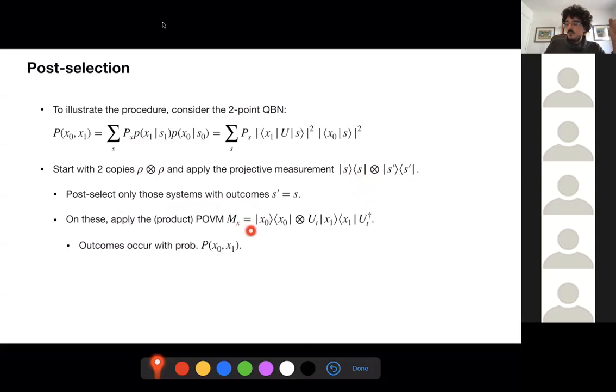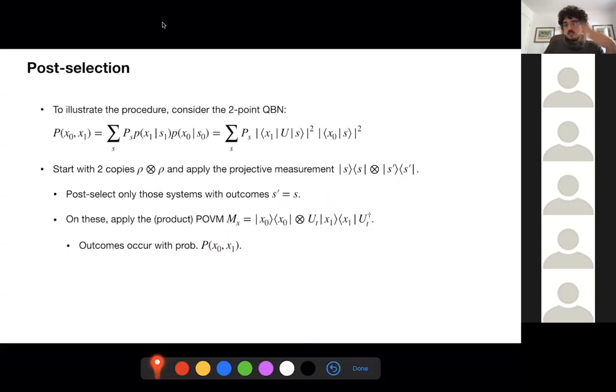And this is a product POVM. So on these post-selected states, we measure the first copy on X0, and the second copy on the evolved X1, so U times X1. And what one gets is that the outcomes of this POVM are exactly the Bayesian network. So we can obtain the Bayesian network from 2 independent copies, but what we need to do is post-selection.